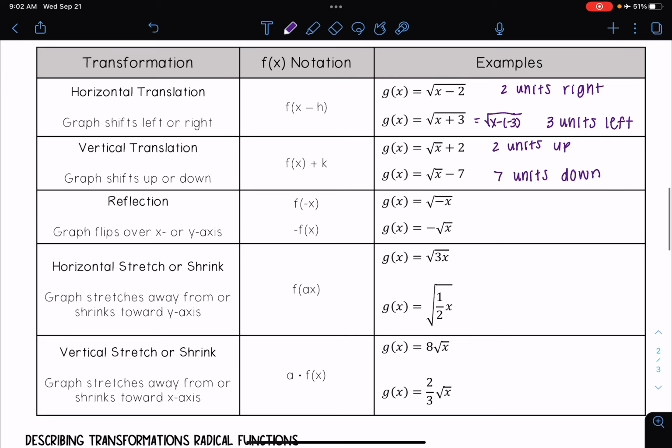And then we have reflection, and that's when the graph flips over the x or y axis. And the function notation for that first one is f of negative x. So for example, the square root of negative x. And that would mean there's a reflection in the y-axis. When the function notation is negative f of x, so for example, negative square root of x, that reflection is in the x-axis.